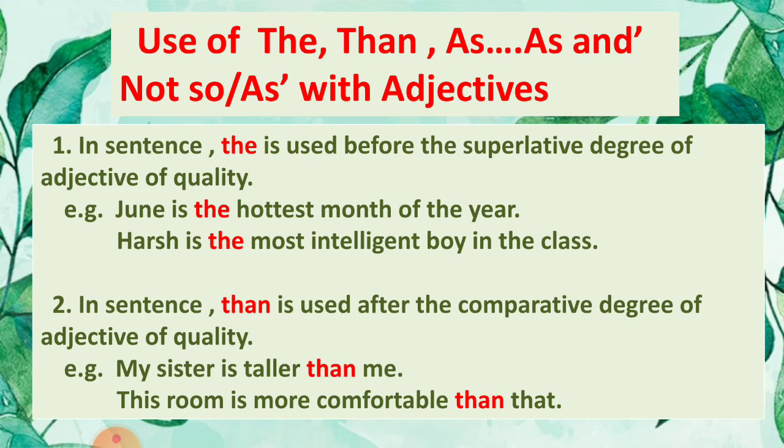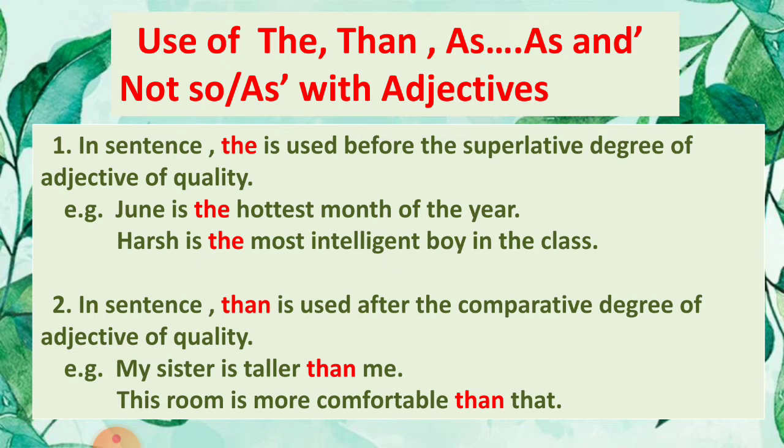Use of the, than, as and not so as with adjectives, right? So we will be seeing when to use the, than, as, not so as with adjectives. In a sentence, the is used before the superlative degree of adjectives of quality. We have already seen that the is always used before the superlative degree. For example, June is the hottest month of the year. Harsh is the most intelligent boy in the class.